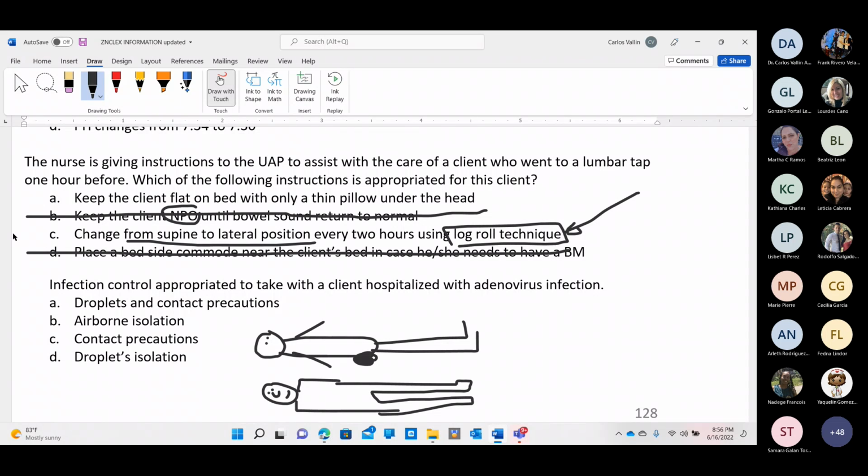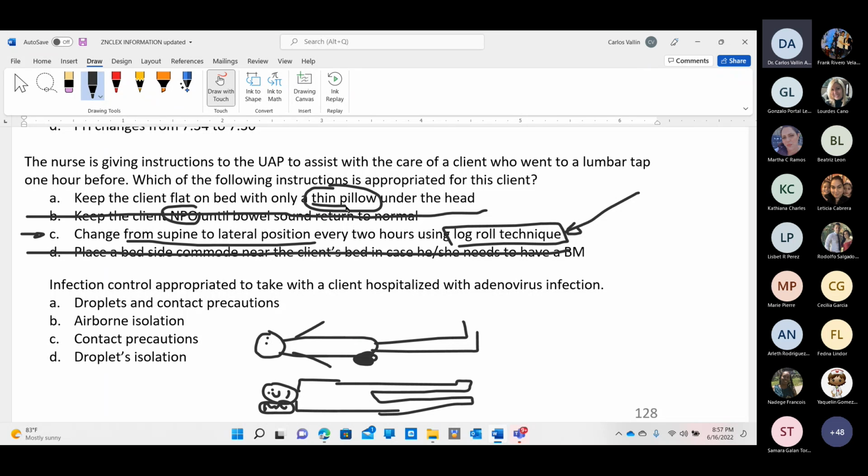So, C, I don't see the critique. The only problem that I see in A is the pillow. The book says that pillows are not used. When they are supine, it is without a pillow. And the word thin is a trap. I saw that in the NCLEX, because a thin pillow is not nothing. A thin pillow will elevate the head a little and can produce a headache.